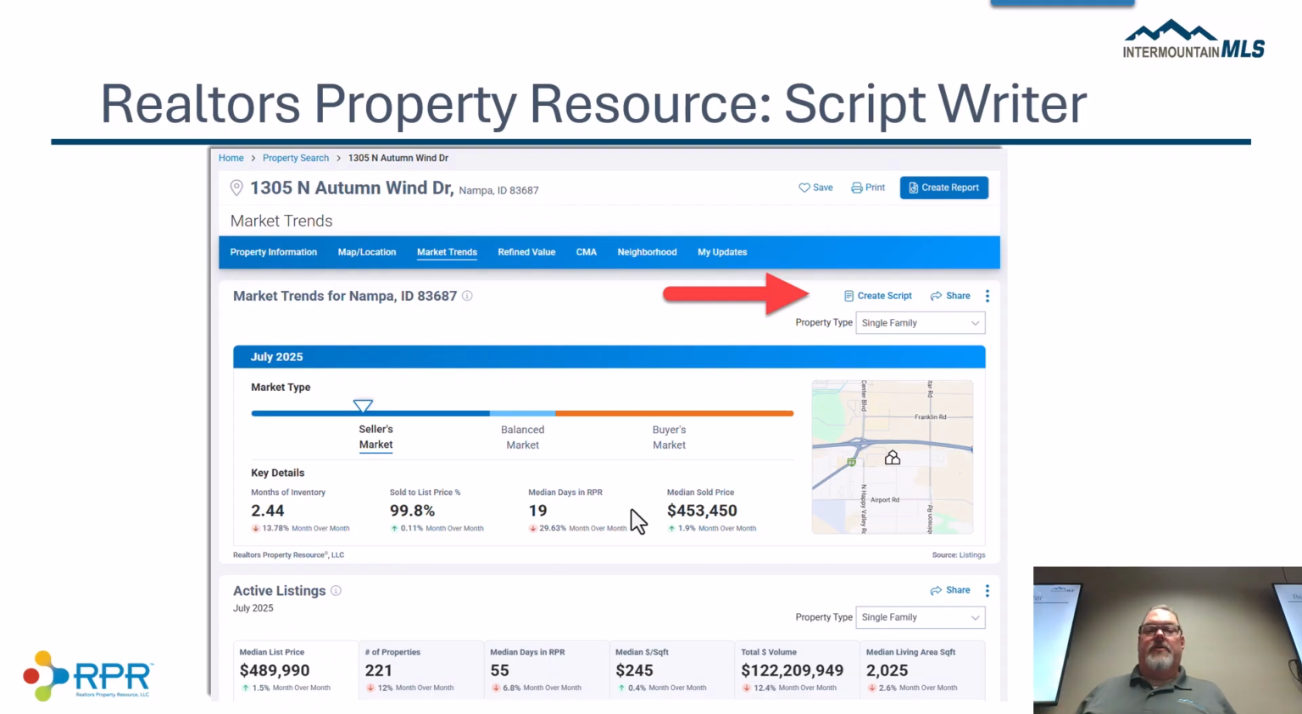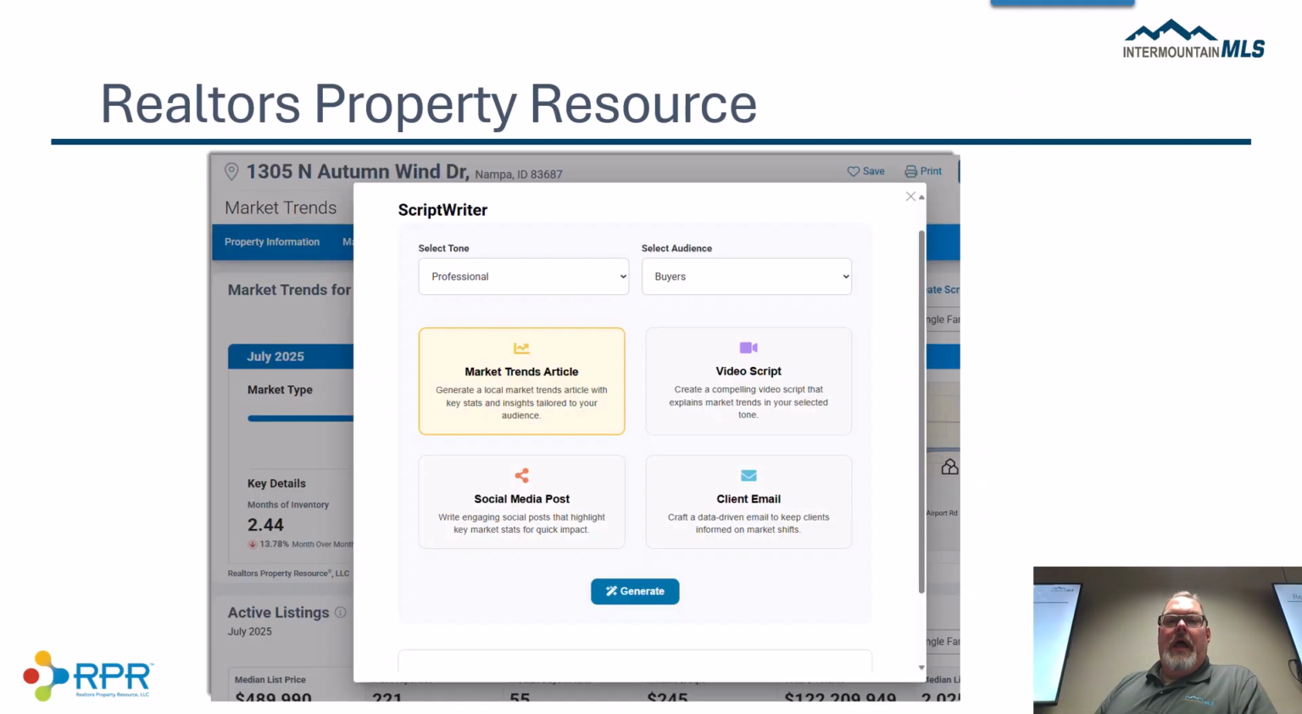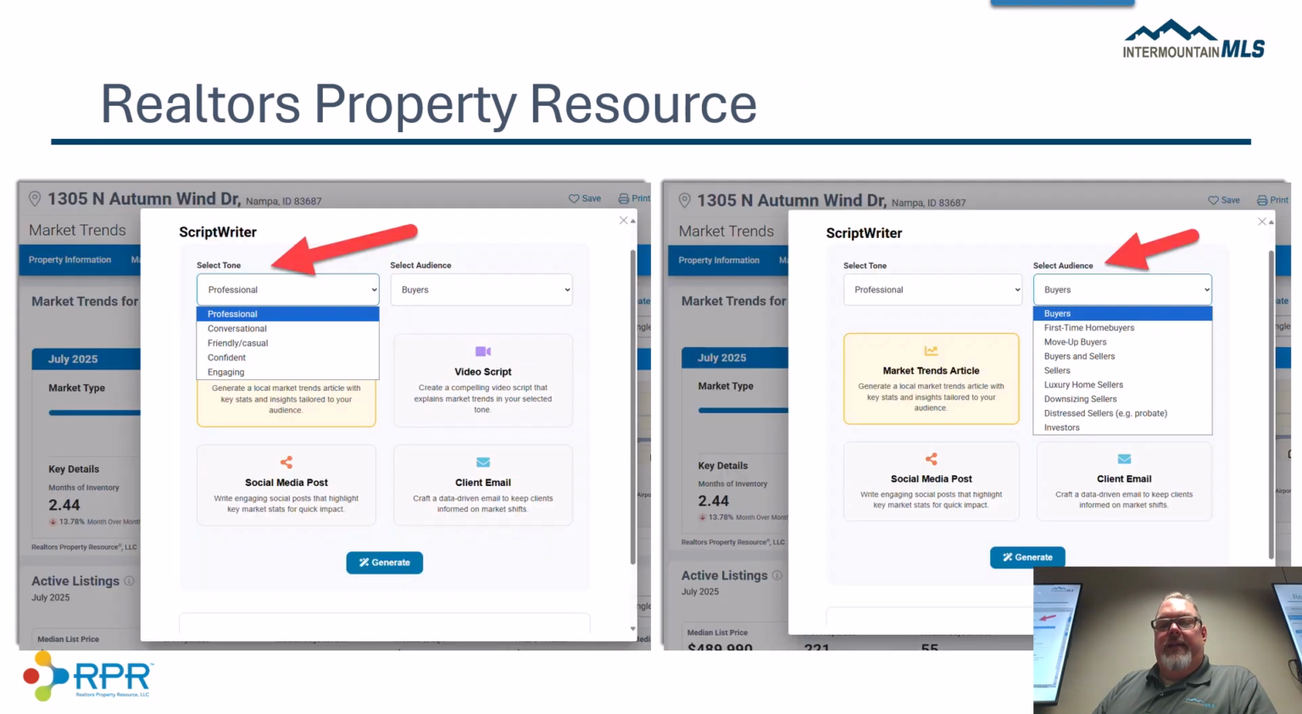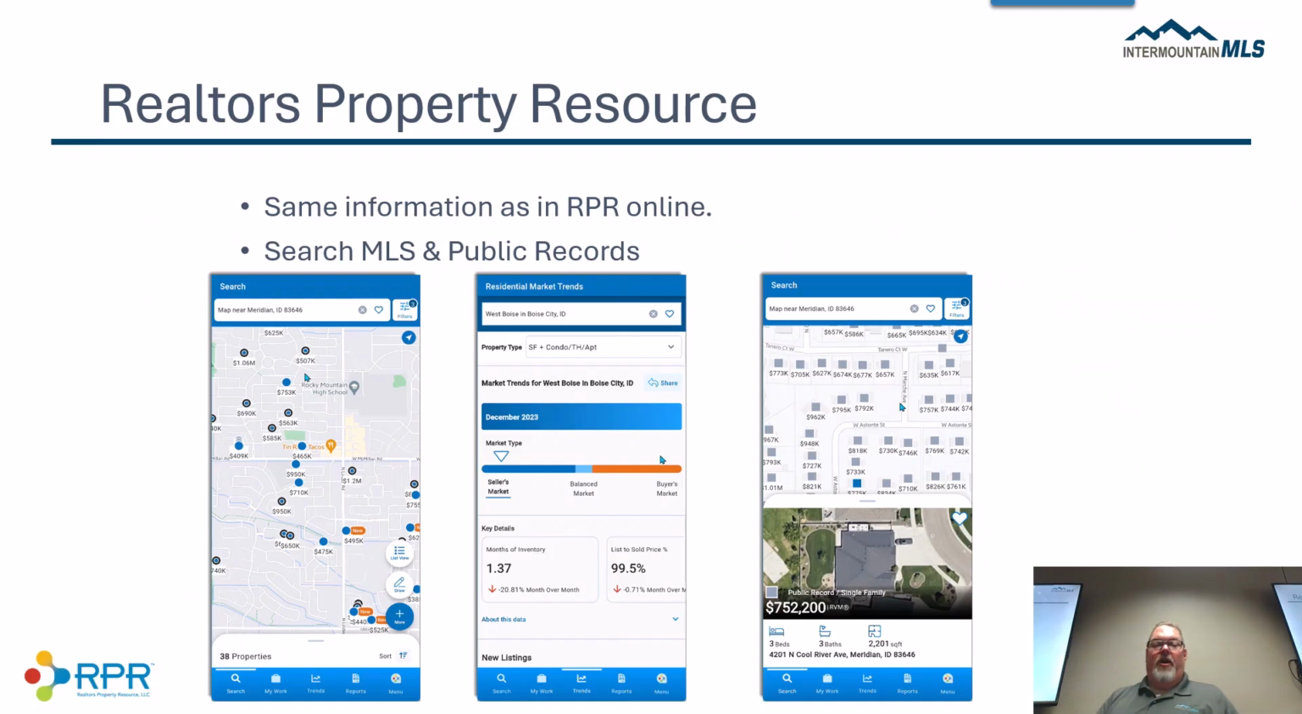And they have a built-in script writer to help you with using AI to generate content based on those graphs. So if you wanted to share information on social media, or you wanted to create an email, it can do that as well. Plus, they have AI tools built into RPR Mobile also. The script writer lets you choose what you're going to create, the audience, and then it helps you create it by using AI. You can do those same things in RPR Mobile.